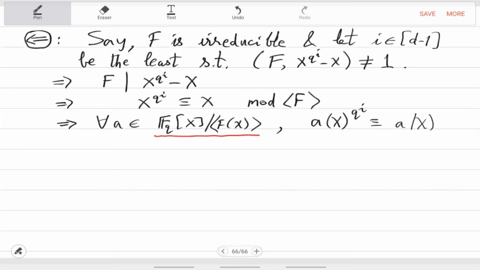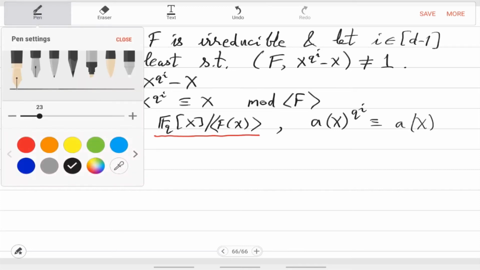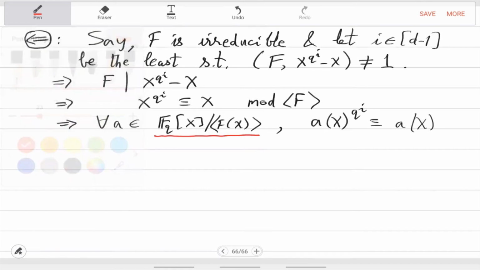How do you show that A raised to Q raised to I is also A? By using the previous congruence. A(x) is a polynomial, so A raised to q raised to the power I will distribute. Yeah, so you use the fact that Q raised to I distributes over sum. Use the binomial identity.